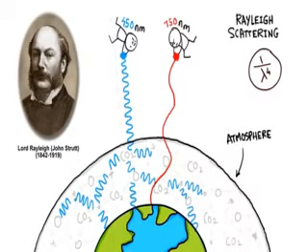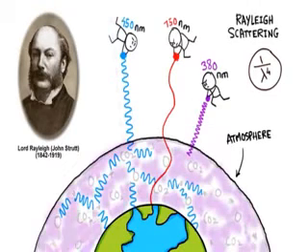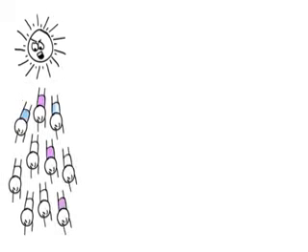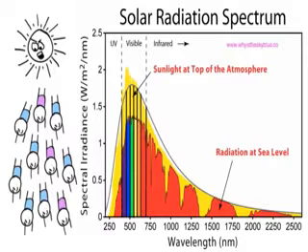But wait a minute. Violet light has an even shorter wavelength than blue. So why isn't the sky violet? This is because the sun itself sends out less of violet and more of blue. Check out this solar radiation spectrum. As you can see, the amount of energy peaks in the blue wavelength and drops dramatically for violet wavelengths.